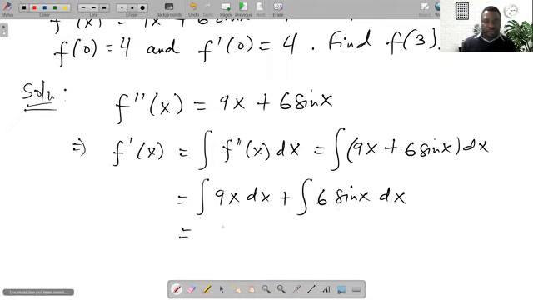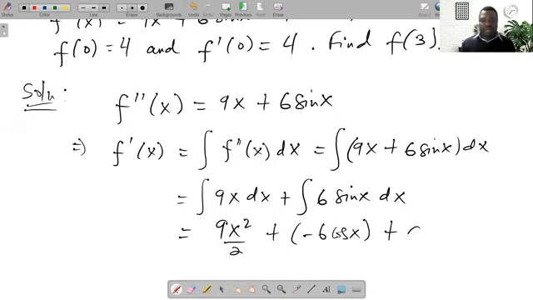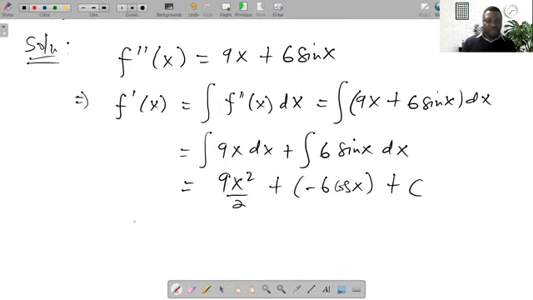That's going to give me 9x squared over 2 plus, remember that when we take the antiderivative of a sine, or basically the integral of a sine, gives you a negative cosine. So that will give me -6 cosine of x, and then I'll attach my c. So that will be my f prime of x.